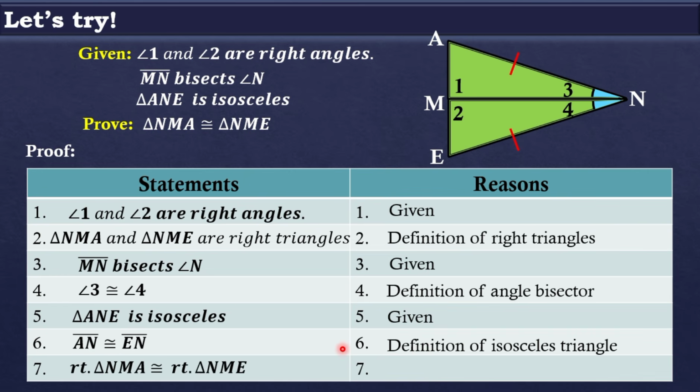And then now, we can now prove that right triangle NMA is congruent to right triangle NME by, tingnan nyo po yung given natin, we have here the hypotenuse and we have the angle. So, these two right triangles are congruent by HA congruence theorem. So, we have the hypotenuse and the acute angle.